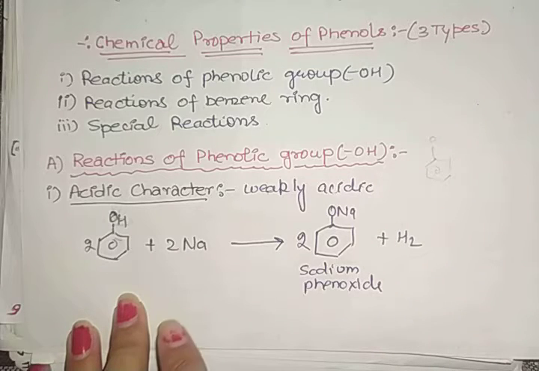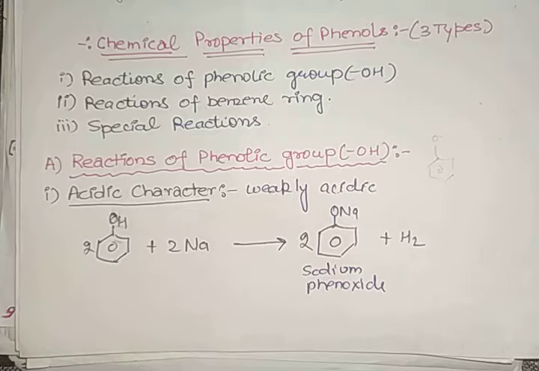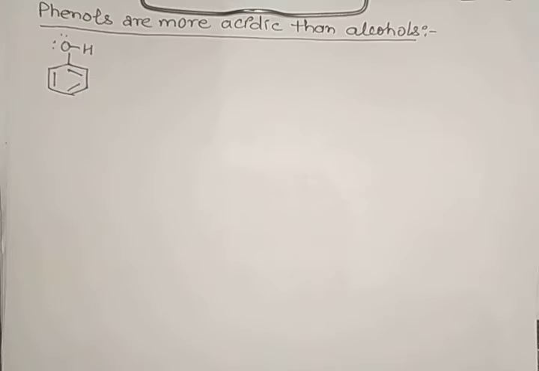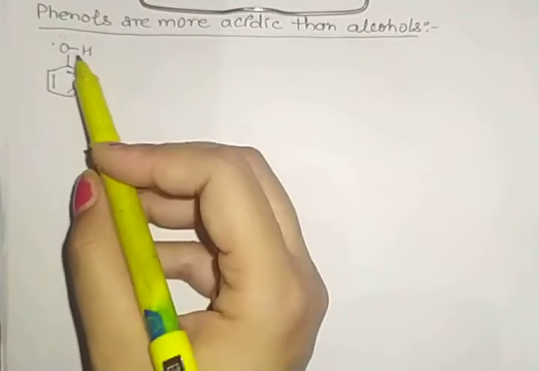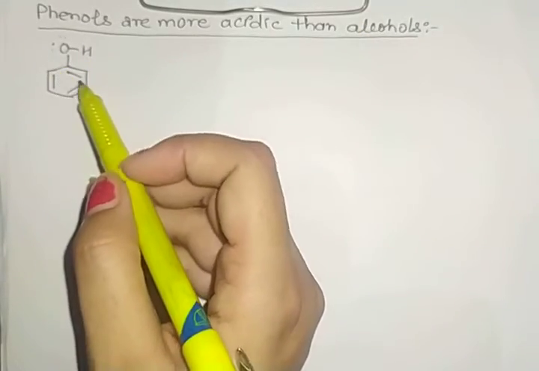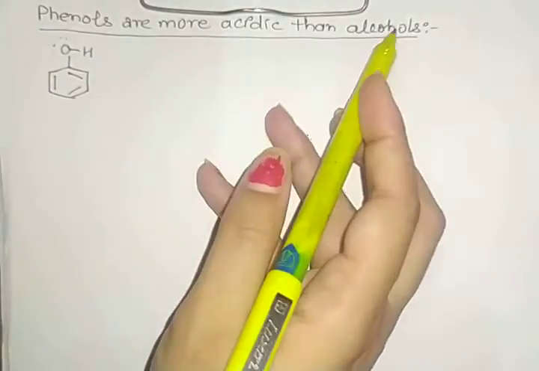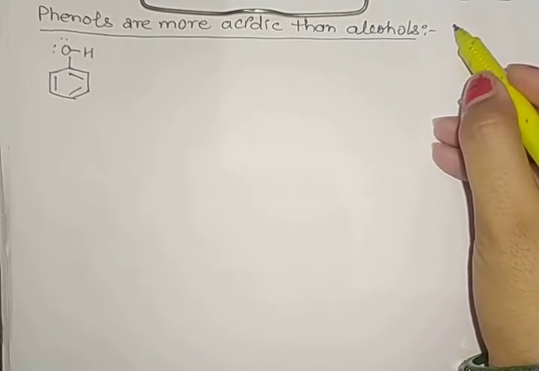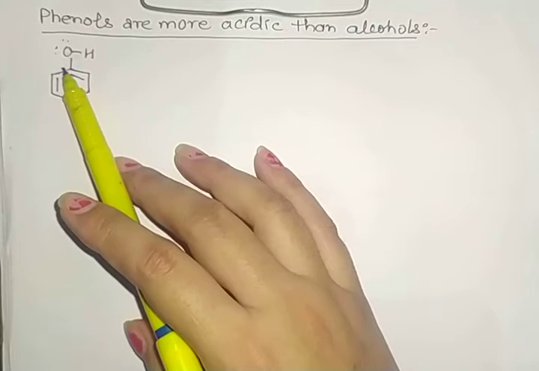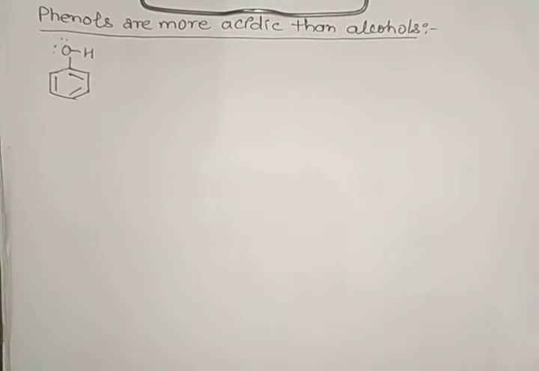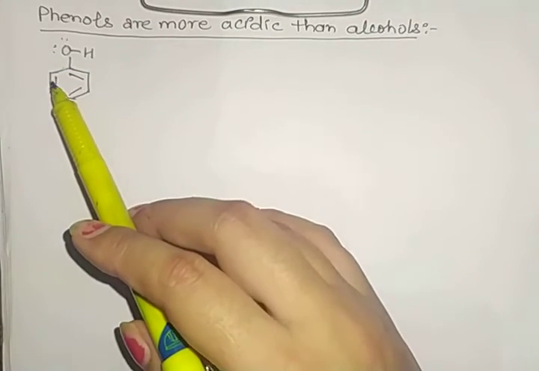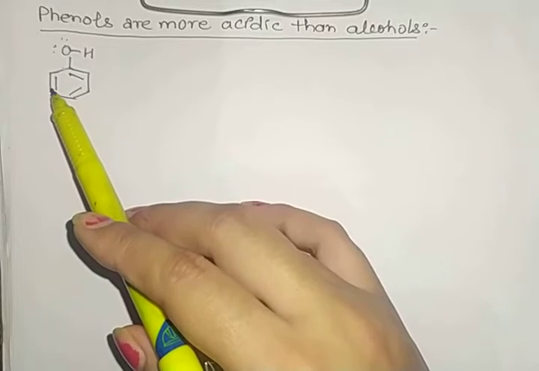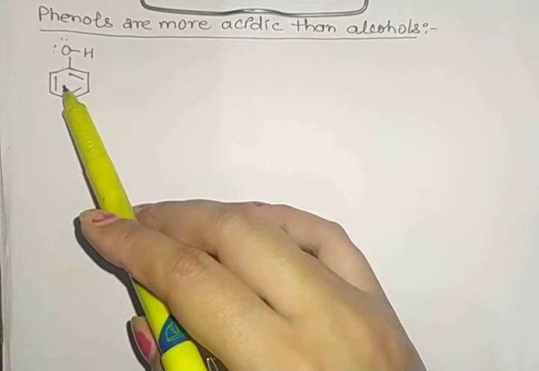Next, phenols are more acidic than alcohols. Why? Because of the presence of resonance in phenol but not in alcohols. As you know, in alcohols only single bonds are present. In phenols we have double bonds present, by which resonance takes place, as we discussed for chlorobenzene in the last chapter.